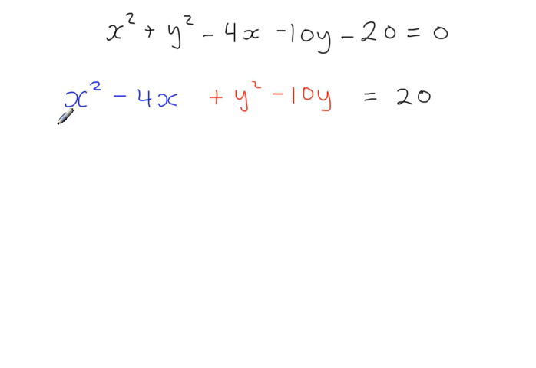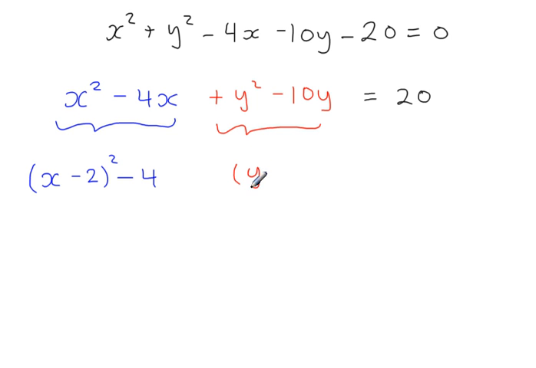And now I'm going to complete the square for the x terms. So I've got x, half the coefficient there is minus 2, and that will always be a minus there, and minus 2 squared is 4, so that goes here. And then I'll do the same with the y terms. Half the coefficient here is minus 5, that's always a minus here. Minus 5 squared is 25. In between here there's a plus, and that's equal to 20.